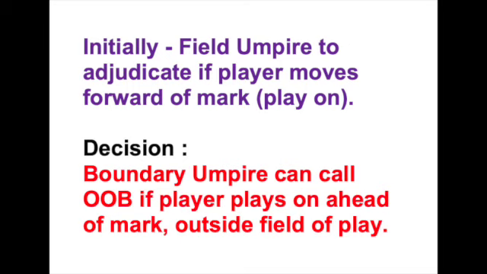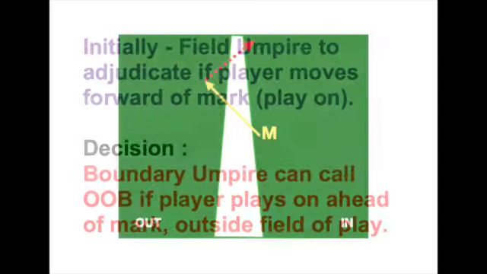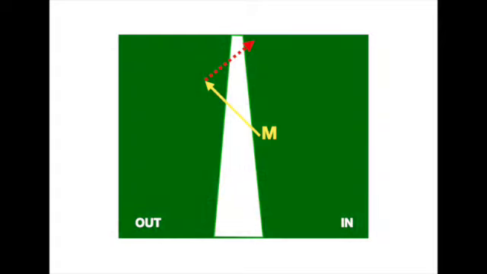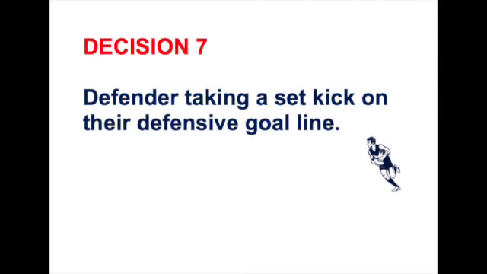So in this situation we need to be absolutely certain about three things, and that is that the player has played on, they have played on ahead of their mark, and the ball is completely across the boundary line. Sometimes this will happen very quickly, and if we're not certain of those three things, we should just allow the game to continue on.